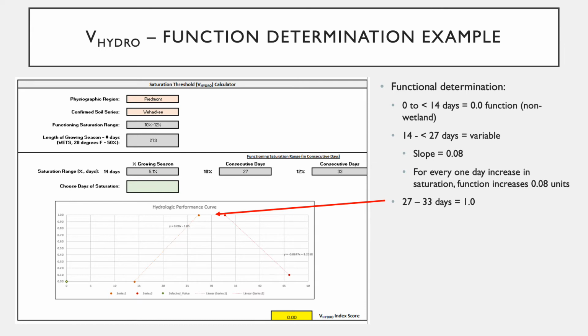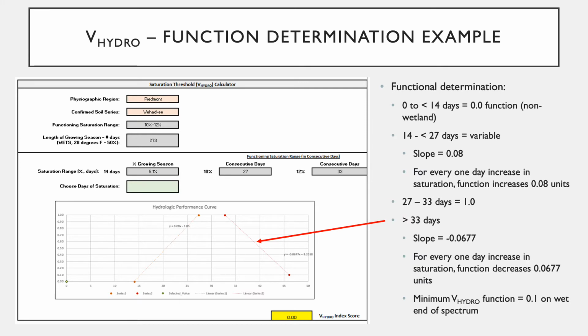Between 27 and 33 consecutive days of saturation, that is within the optimal saturation range, and thus you receive the maximum hydrologic performance score of 1.0. As the number of consecutive days of saturation increases past 33, you begin to descend off the receding limb of this performance curve at a rate of 0.677 units per day of saturation until you reach the minimum hydrologic functional score of 0.1.